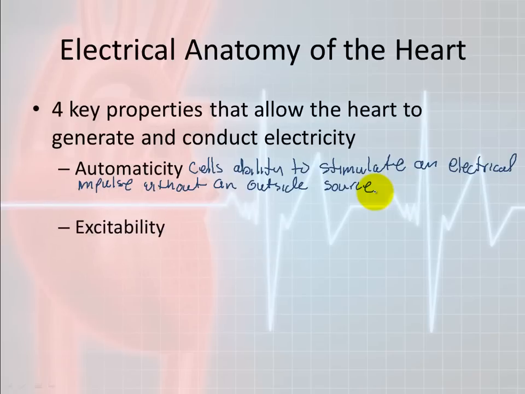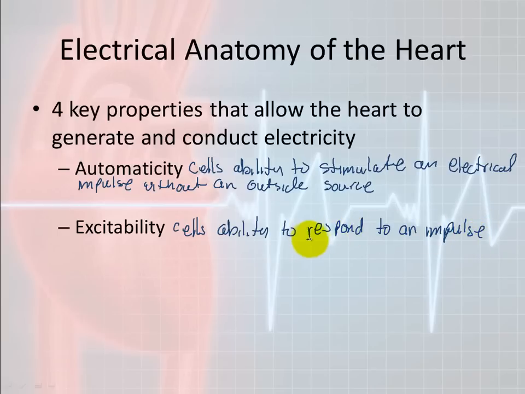The next property is called excitability. Just because you stimulate the response through automaticity or from the central nervous system does not mean the cell is going to respond. So excitability is the ability of the myocardial cell to respond to this impulse. This is the key word right here. It has to respond to the impulse itself.